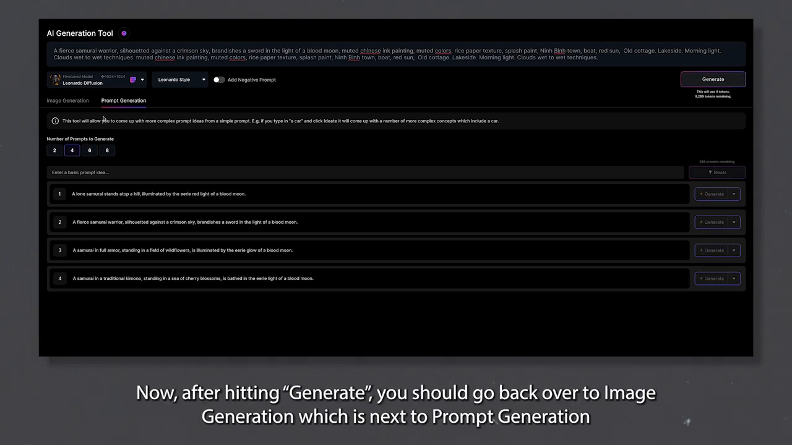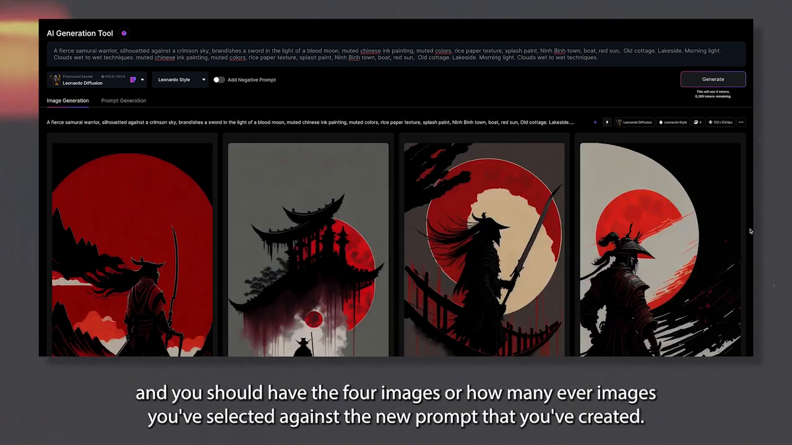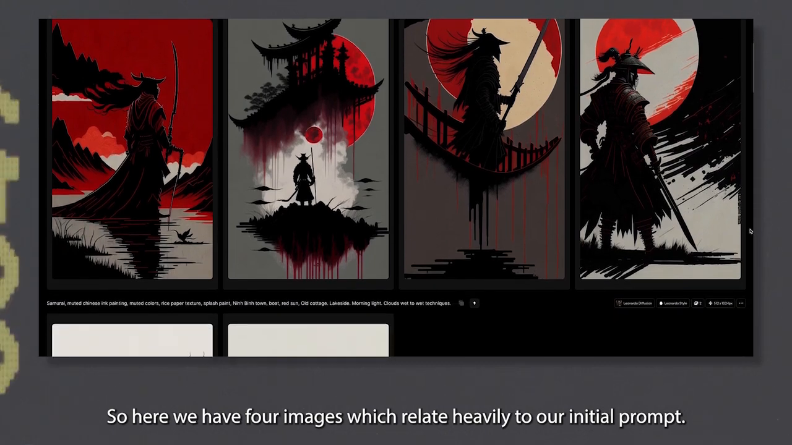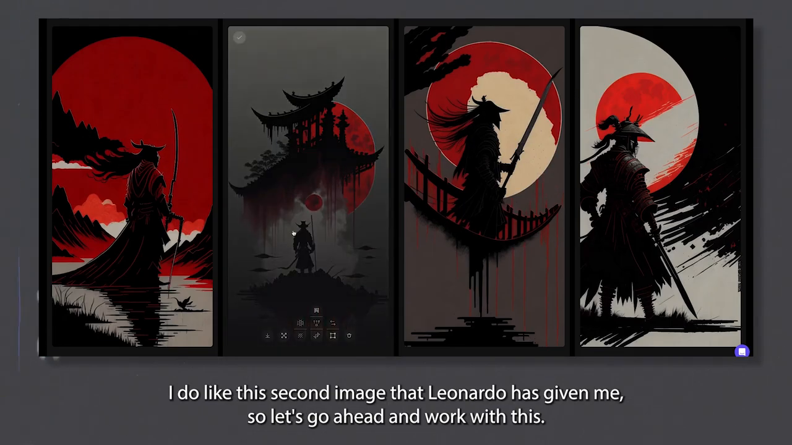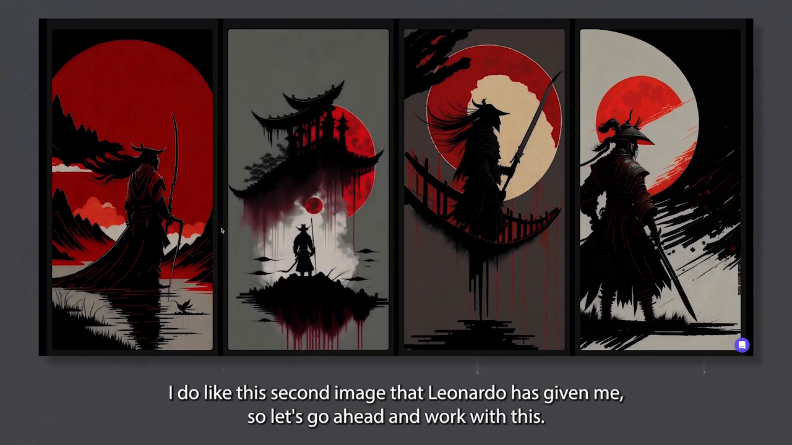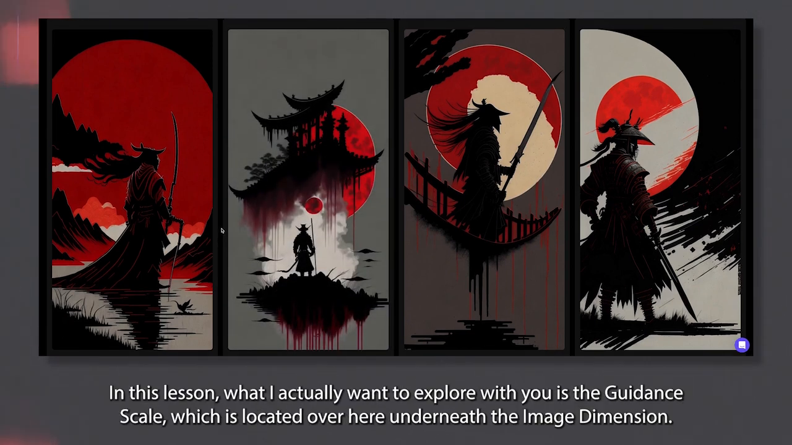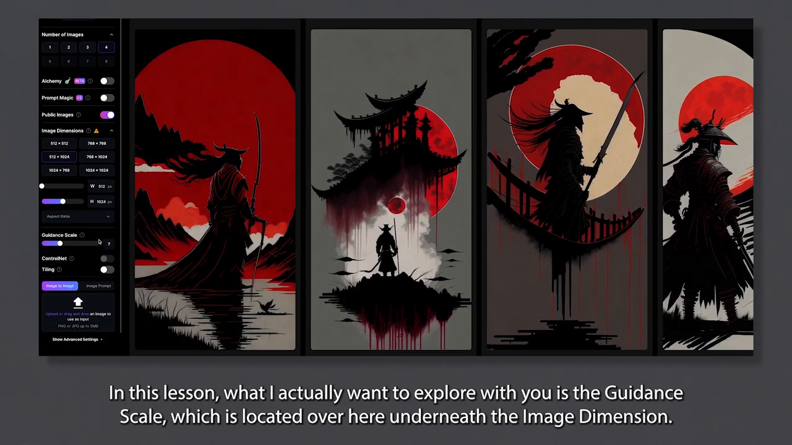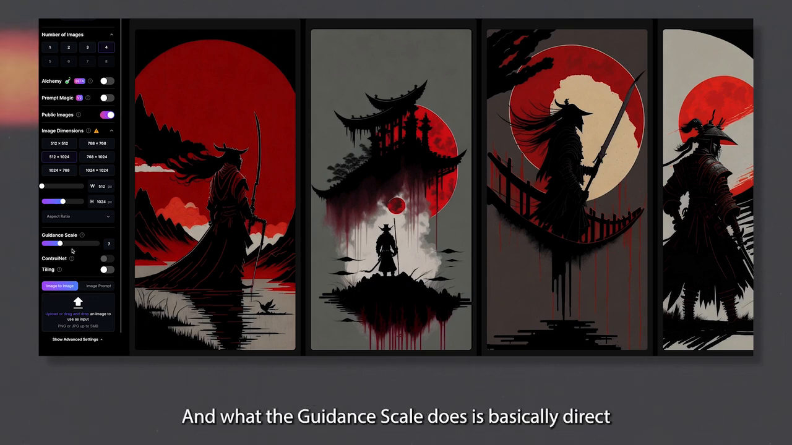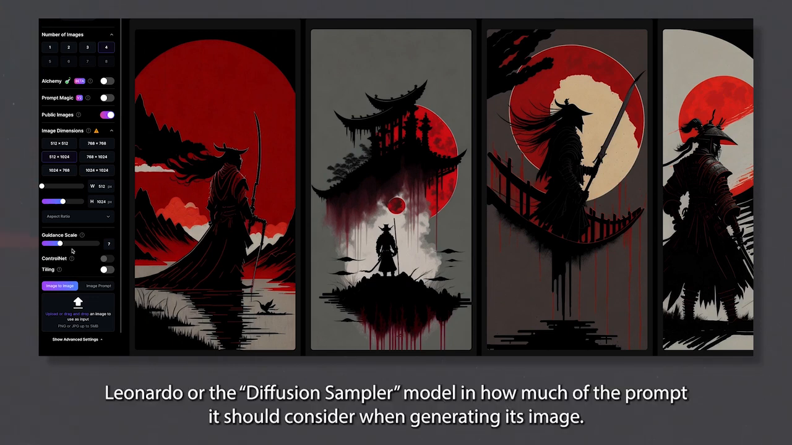Now, after hitting generate, you should go back over to image generation, which is next to prompt generation. And you should have the 4 images or however many images you've selected against the new prompt that you've created. So here we have 4 images which relate heavily to our initial prompt. I do like this second image that Leonardo has given me. So let's go ahead and work with this. In this lesson, what I actually want to explore with you is the guidance scale, which is located over here underneath the image dimension. And what the guidance scale does is basically direct Leonardo or the diffusion sampler model in how much of the prompt it should consider when generating its image.